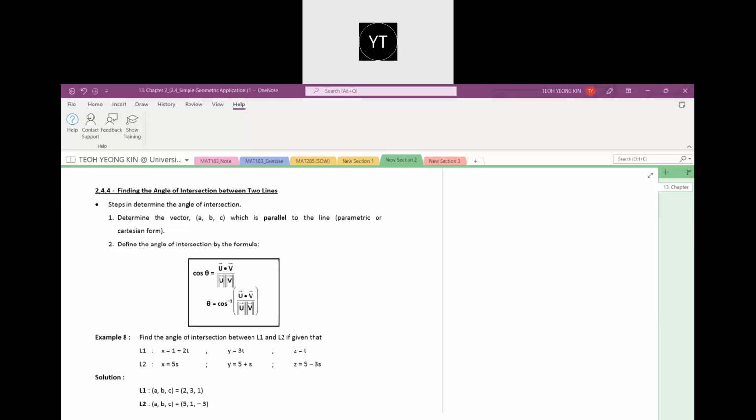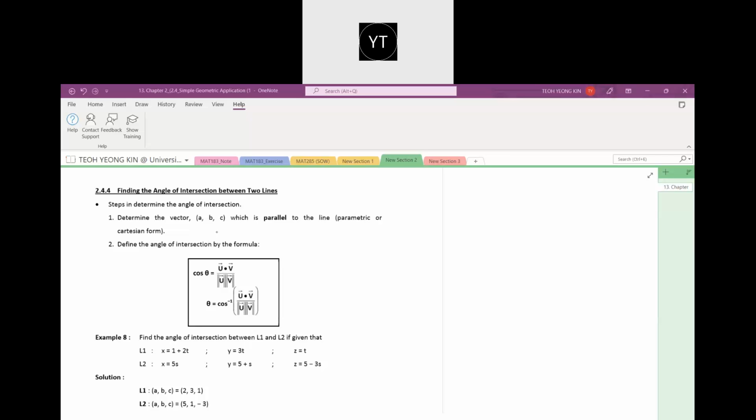So in this lesson, we'll look at finding the angle of intersection between two lines. So the step to determine the angle of intersection: if you remember, we are using cos theta, which is the dot product. So the problem here is, what is the vector that we're going to use?